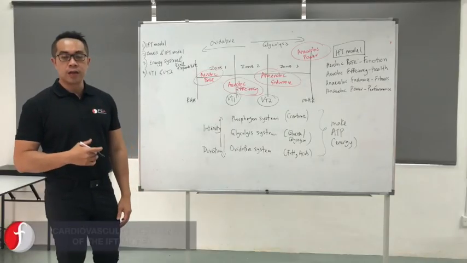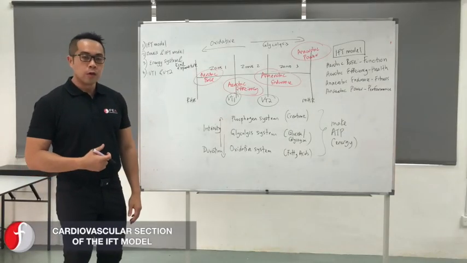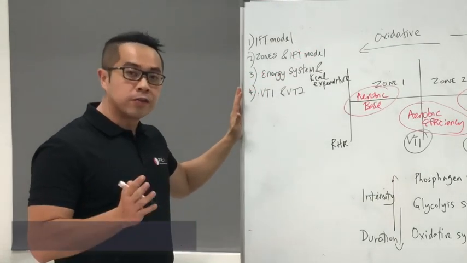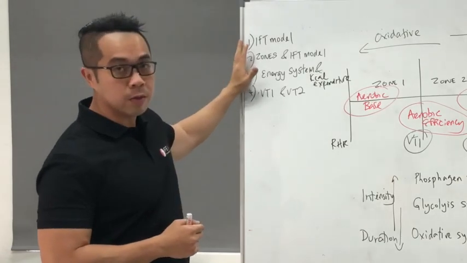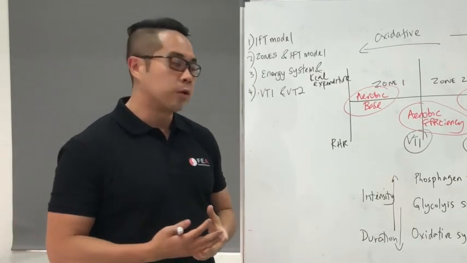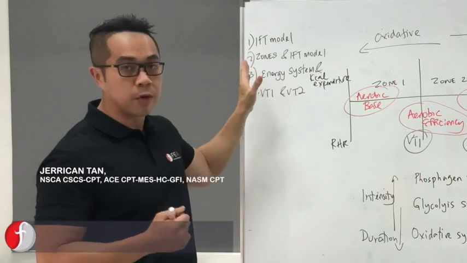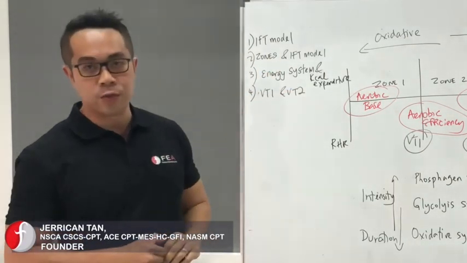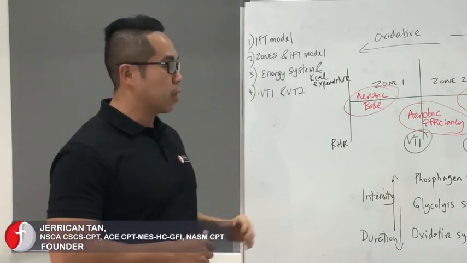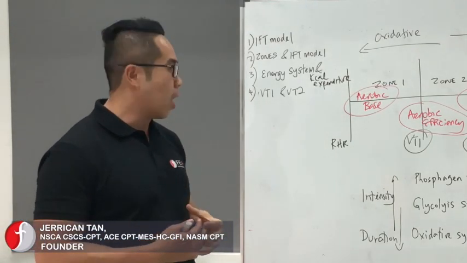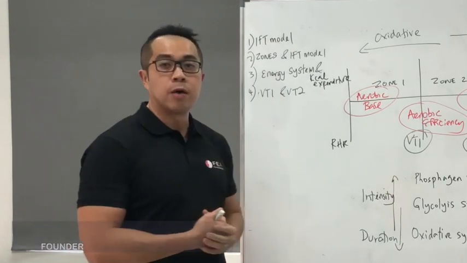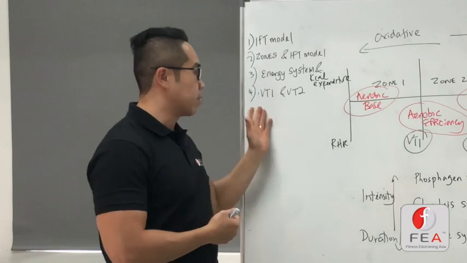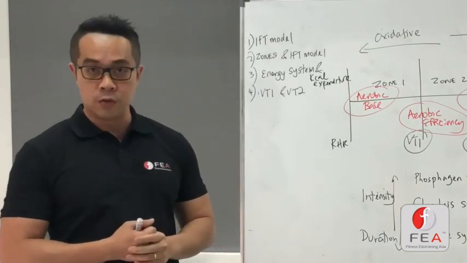Welcome to the cardiovascular section of the IFT model. What we look at in this section will be these four components. First, let us look at the IFT model. Once we look at the IFT model, let's look into the three zones formed in the IFT model of cardiovascular, as well as how it relates to the IFT model. Number three, let's look at the energy systems and how we analyze the calorie expenditure of different intensity. And finally, let's understand BT1 versus BT2.